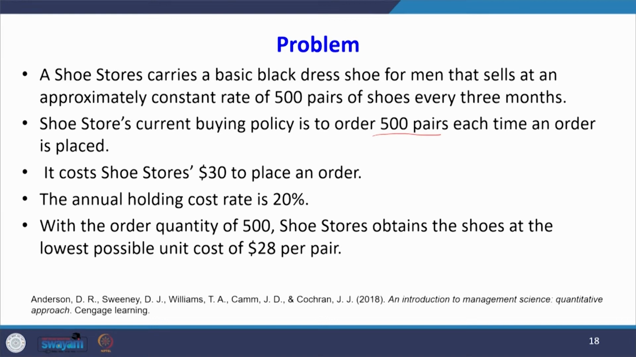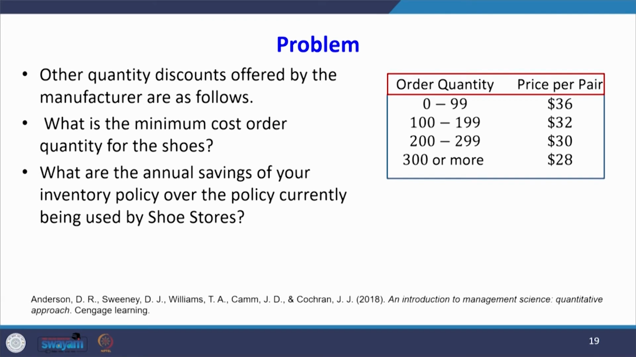So, what are the cost details? It costs the shoe store $30 to place an order. So, ordering cost is $30. The annual holding cost rate is 20%. With the order quantity of 500 units, the shoe store obtains the shoe at the lowest possible unit cost of $28 per pair. Now, there is an offer for them whether they should go for 500 units. The seller is giving the offer. What that offer says is that if they buy 0 to 99, it is a $36 buying price.